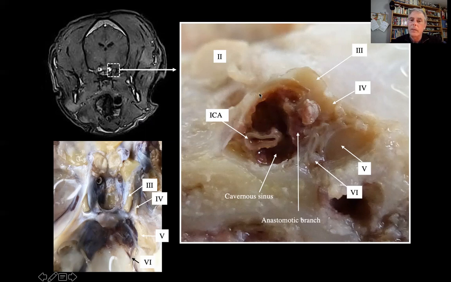And we have the gyromata here. And we also have in order the oculomotor, trochlear, trigeminus, and abducing cranial nerves. They all are surrounded here by the inner layer of the gyromata.